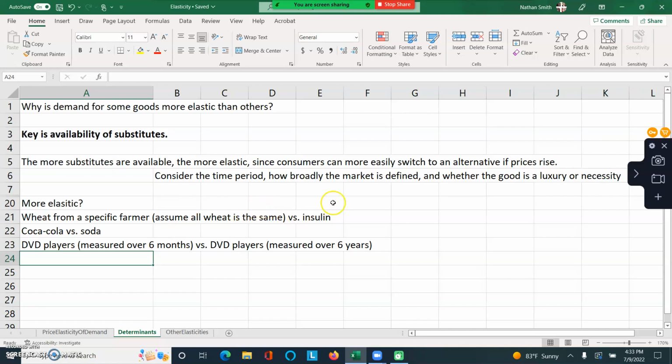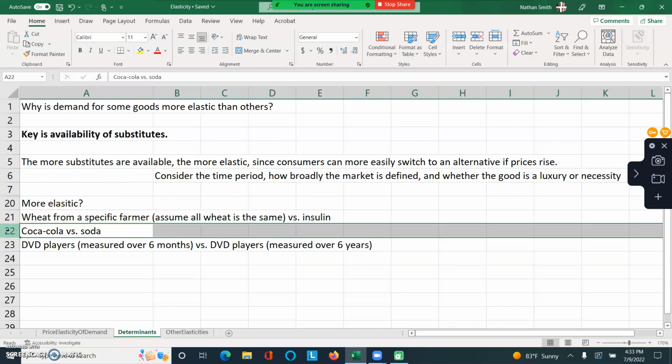Let's take a look at insulin. Insulin's going to have very inelastic demand because people who need it to live are going to buy it at whatever amount they need to live, regardless of the price. They're going to pay that price. Okay, so in this case, wheat from a specific farmer is very elastic and the insulin is going to be very inelastic. Okay, so the wheat is more elastic. All right, let's take a look at the next one.